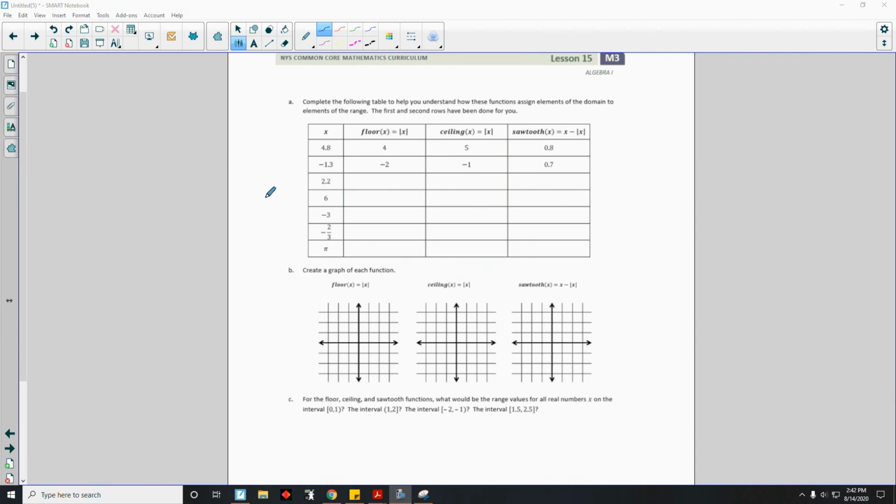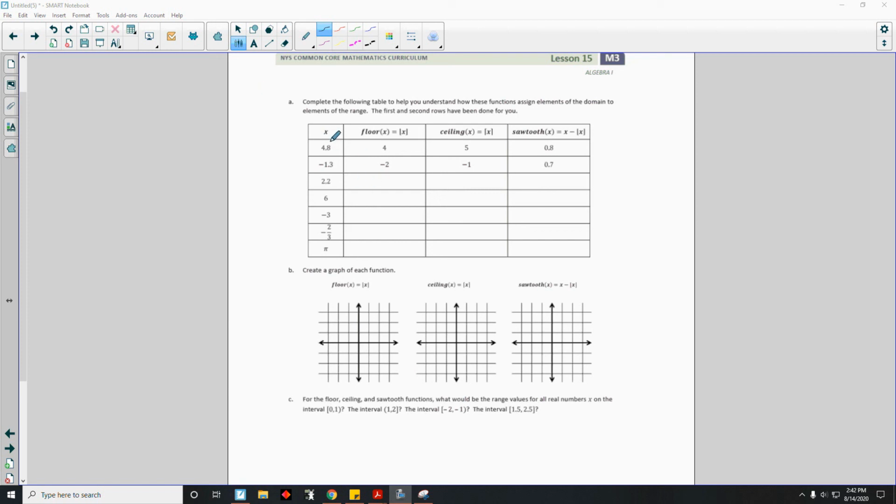Okay, page 5 brings us to a better explanation of what I just read to you. You're probably going, what? Floor, ceiling, what's all this about? It's called the greatest integer function, and all it means is you just round, and there's no decimals in your graph. So let's take a look.